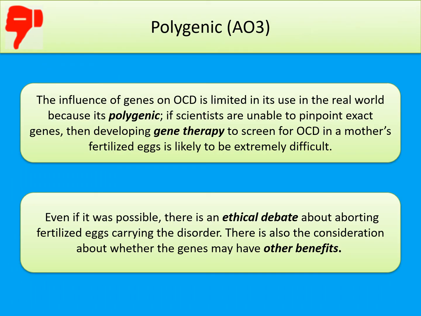A limitation of the idea about the polygenic genes is that the implications of what we can do with this information about genetic inheritance is limited because the genes are polygenic, because there's so many involved. So if scientists are unable to pinpoint exact genes, then developing gene therapy to screen for OCD in a mother's fertilized eggs is likely to be extremely difficult.